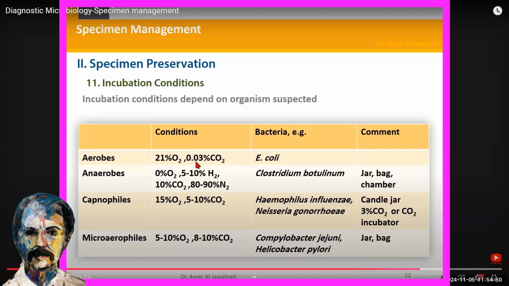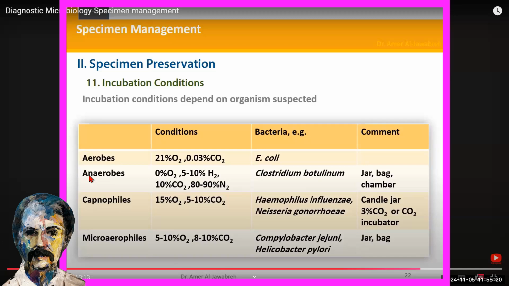Anaerobes or anaerobic bacteria, it's the other way around. 0 oxygen, no oxygen at all, because oxygen kills the bacteria. We have hydrogen, we have 10% CO2 for the anaerobes, and also nitrogen, 80 to 90%, like the normal atmosphere but without oxygen. Example, Clostridium botulinum. This bacteria only lives where there is no oxygen.